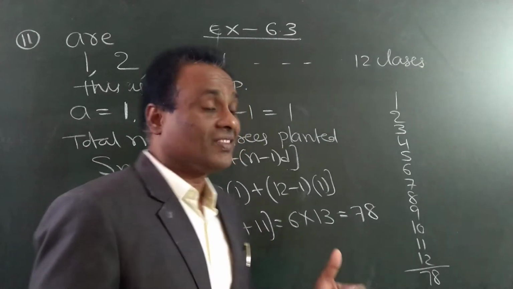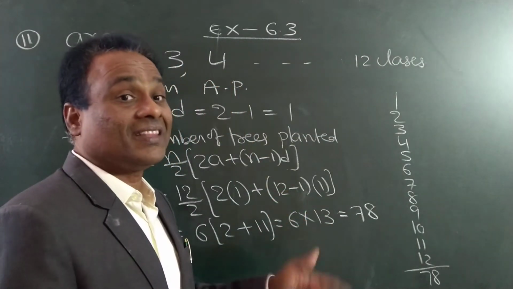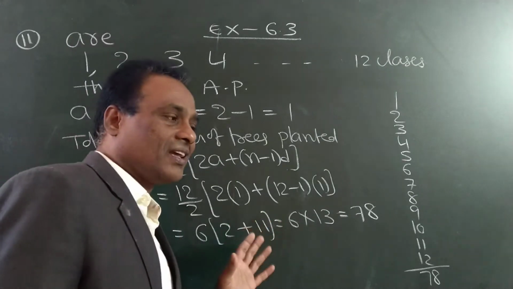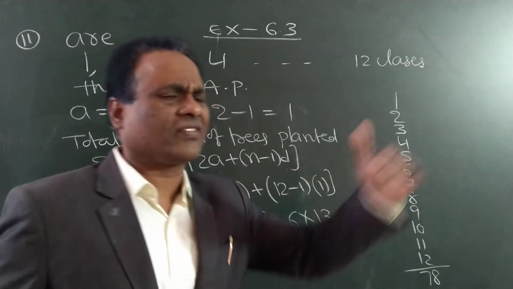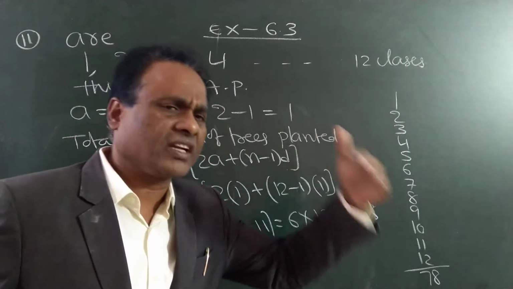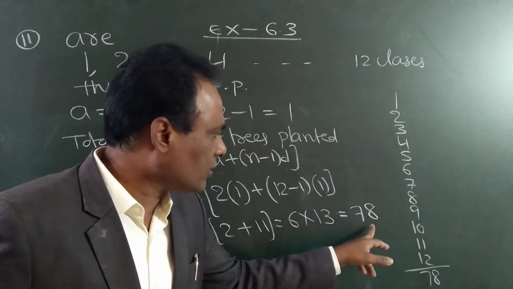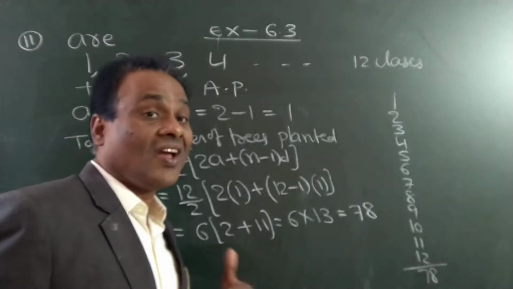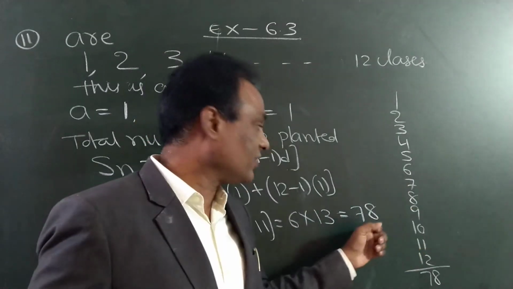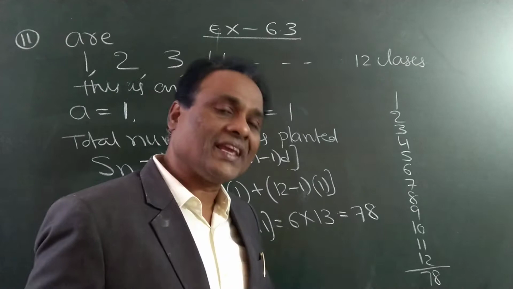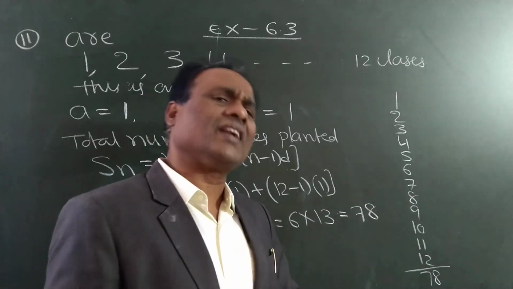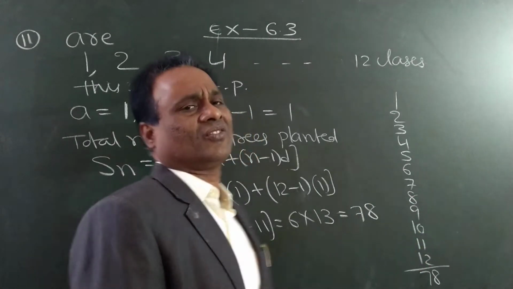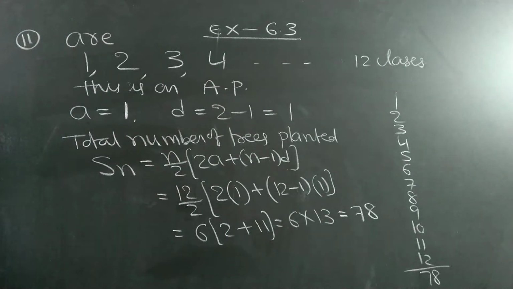But see, this is one section. They have three sections. Suppose all A section students, first class A section, second class A section, all A section students will plant 78 trees. All B section students also will plant 78. All C section students also will plant 78. Total will be 78 plus 78 plus 78, or 78 into 3 times because 3 sections. So write down this.